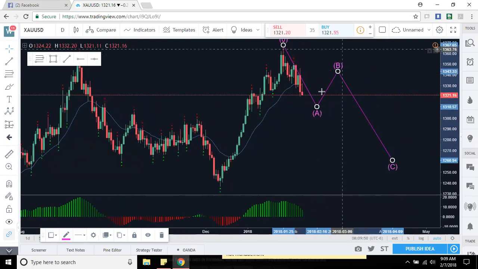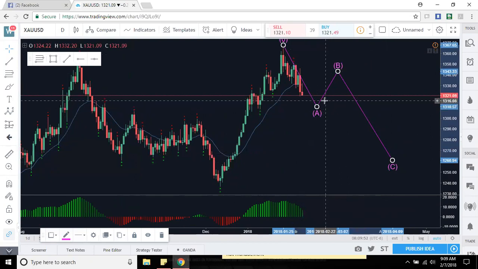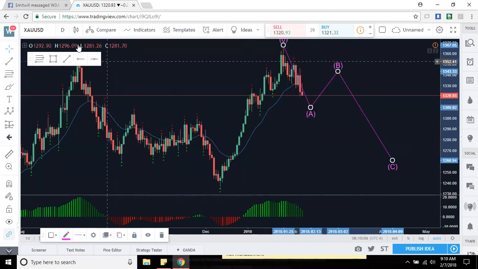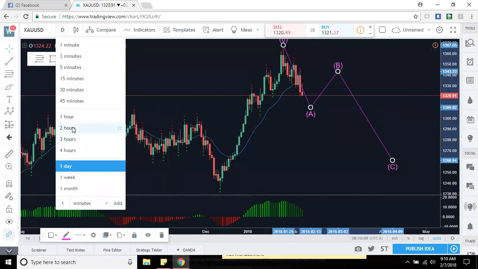Now, depending on where A ends and things like that, again, there's our most recent structure or history points right here. So that would be my first educated guess at where it would find support.